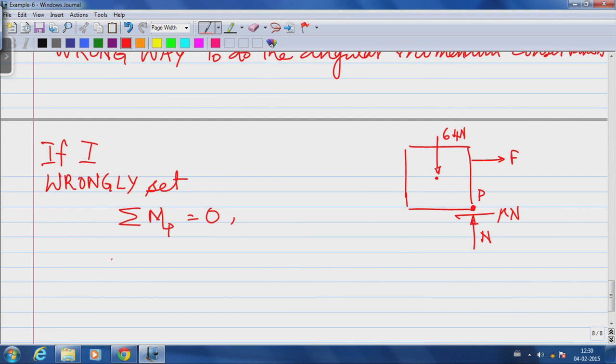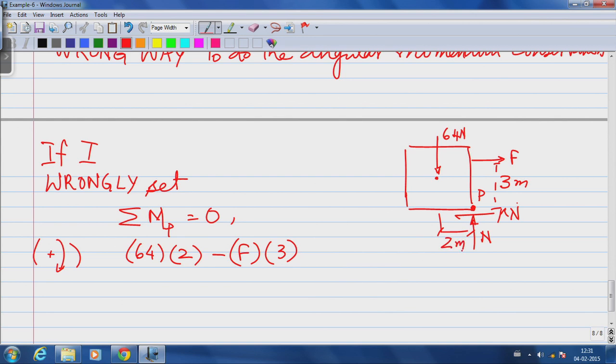What do I get? I again do this taking counterclockwise positive. Now, the weight 64 newtons is creating a counterclockwise moment. The force is creating a clockwise moment and its moment arm is 3 meters. All other forces, both the normal reaction plus the mu times normal reaction, which is the friction, pass through the point P. So, there is no moment arm associated with those two forces, and we are likely to say this should be 0. That gives us F equals 128 over 3 newtons, which is wrong.